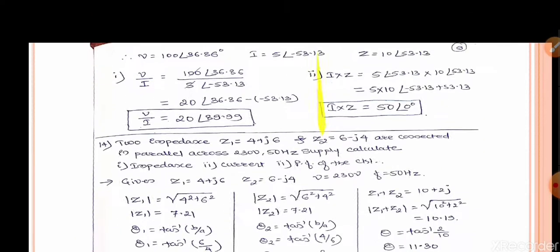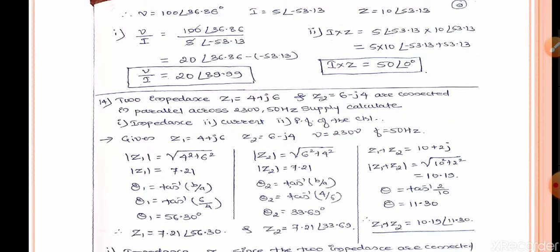We have to find out V by I. V by I is 100 at an angle 36.86 divided by 5 at an angle minus 53.13. So 100 divided by 5 you will get 20, and as I told you earlier, during division you should subtract the angle. So 36.86 minus of minus 53.13, you will get 89.99. So V divided by I equal to 20 at an angle 89.99.